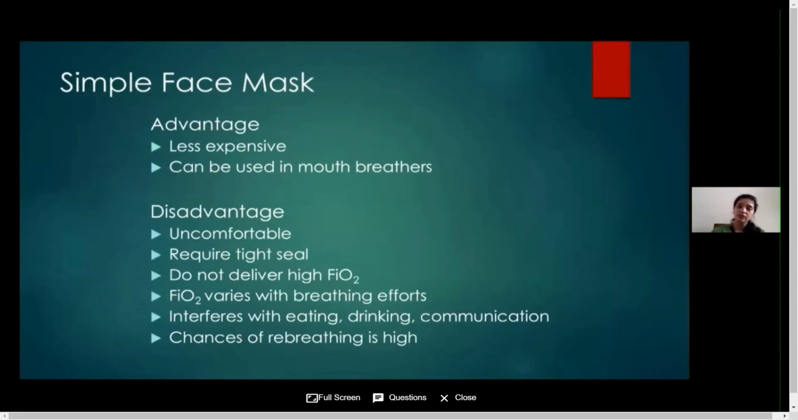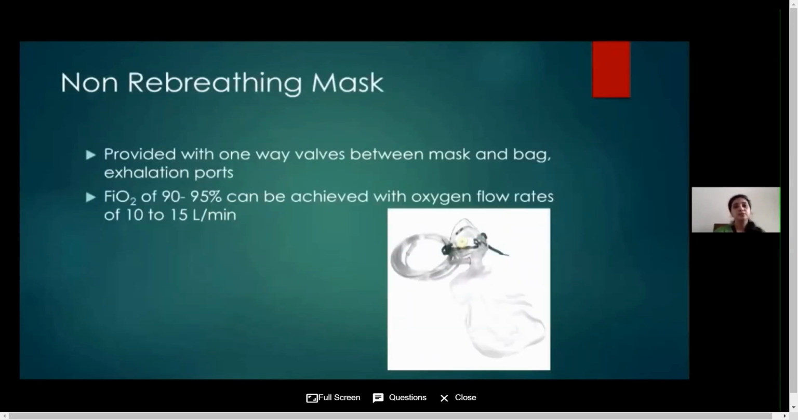And the disadvantages are that it can be uncomfortable and requires a tight seal, and it does not deliver high oxygen concentrations. Also, the concentration you deliver can depend on the patient's breathing efforts. It can also interfere with eating and drinking and communication. And like I said, there is a chance of carbon dioxide rebreathing. So, another low flow device is the non-rebreathing mask, which is commonly used nowadays. It has a mask connected to a bag with a one-way valve in between, and this bag acts as an oxygen reservoir.